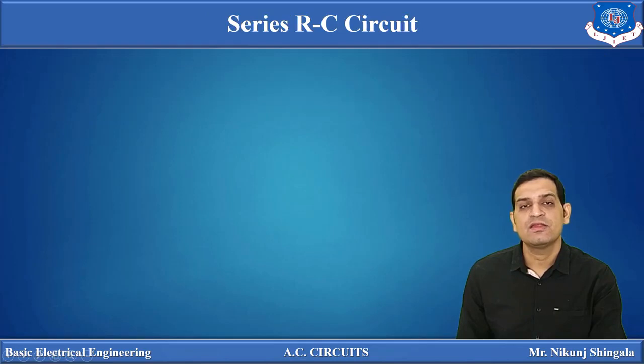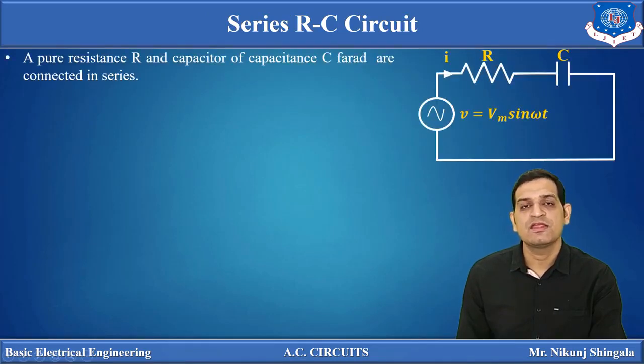Why is the circuit known as a series RC circuit? As the name suggests, the circuit consists of two components, a resistor and a capacitor. You can see both are connected in series. There is an end-to-end connection, so both are in series, and across this series combination one AC voltage source V is applied, and because of the AC voltage source, instantaneous current will start to flow, which is represented by small i.